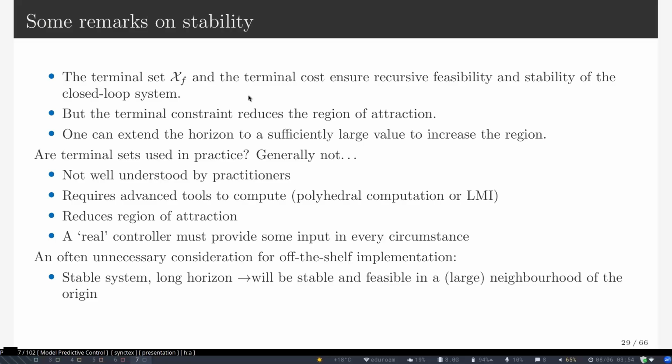If you have a system that is stable, which almost any physical system would be, a long horizon would be good enough. Just increase the horizon. But the price that you pay is in the computation.